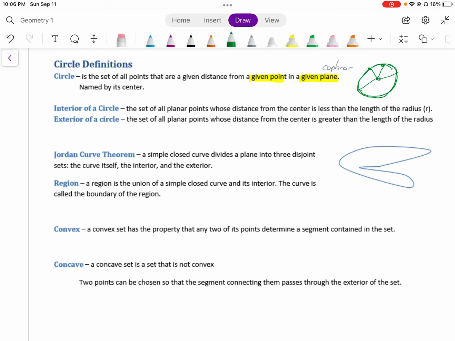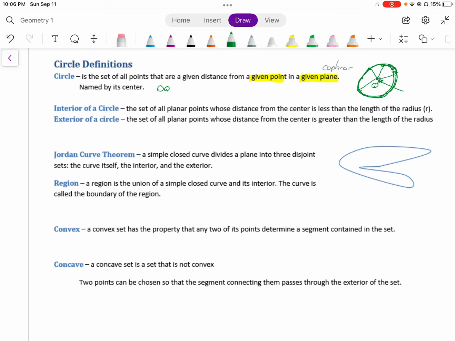We name a circle by its center. So if this was a Q here, we would call this circle Q. Circle Q. And the circle does not include Q. That's not part of the circle. The circle's the points out along here.